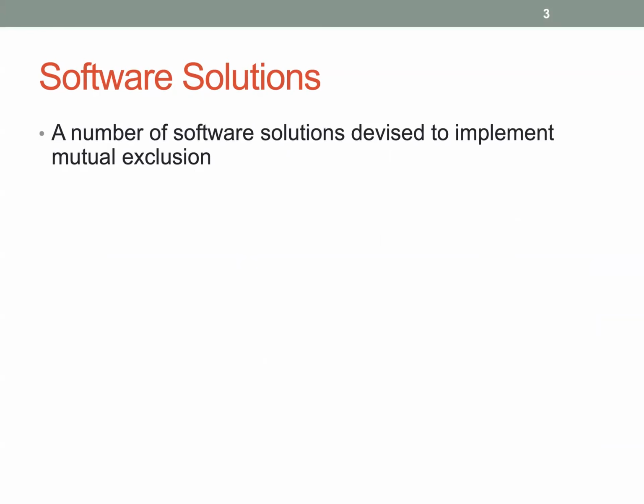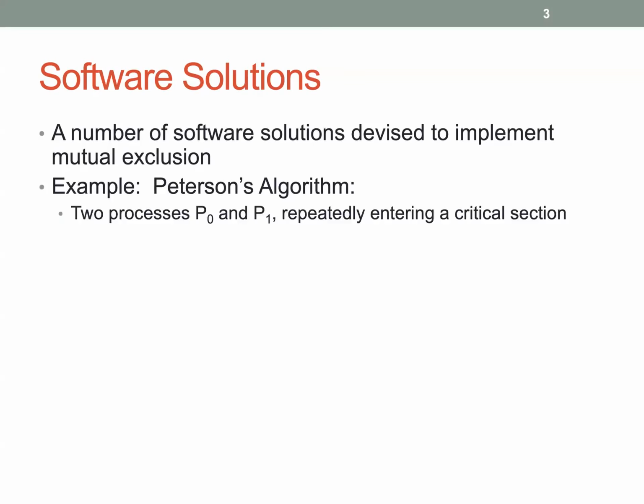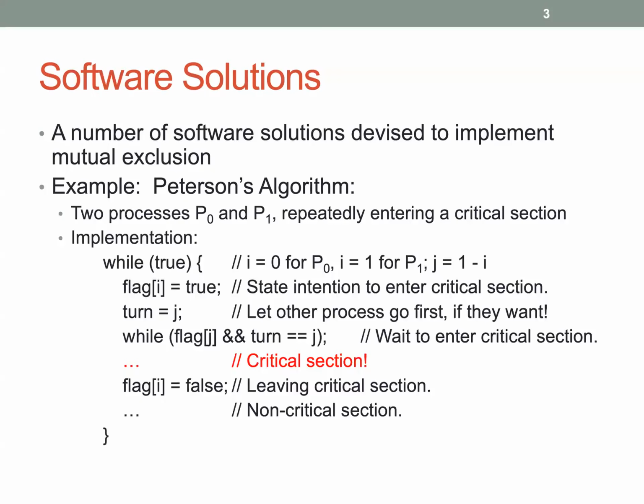Okay, there are software solutions for mutual exclusion, which is very interesting. I wanted to point out Peterson's algorithm simply as a representative example. This is just an example of how one can create a purely software-based mutual exclusion mechanism. And it's kind of interesting.